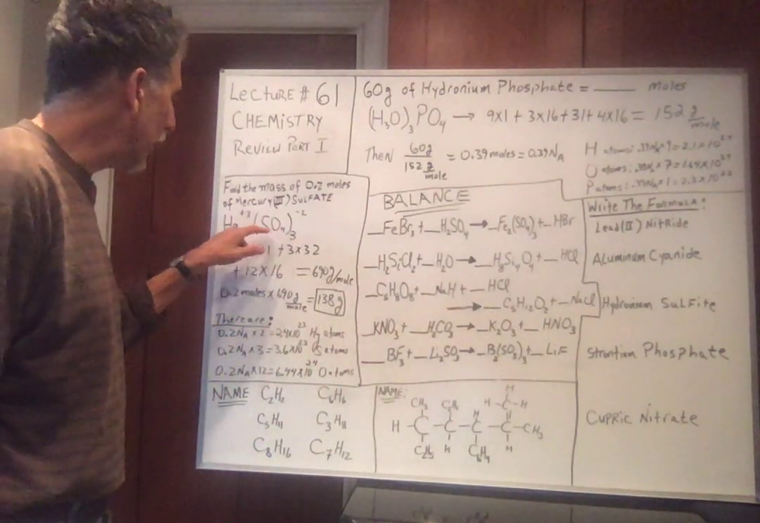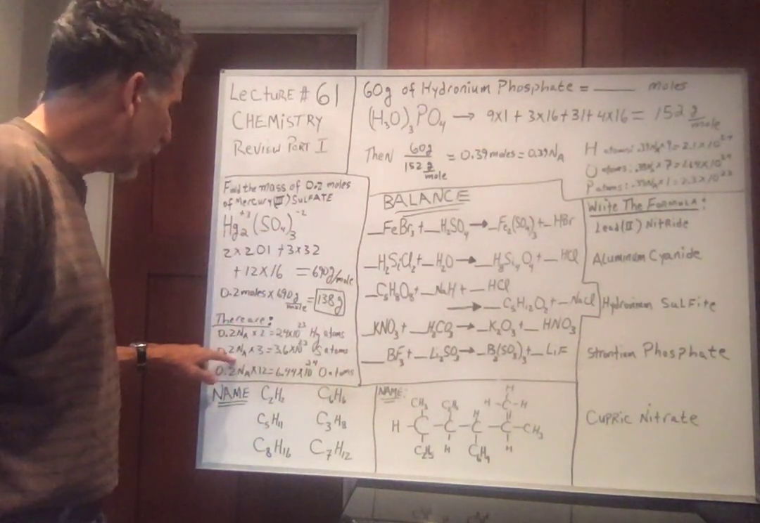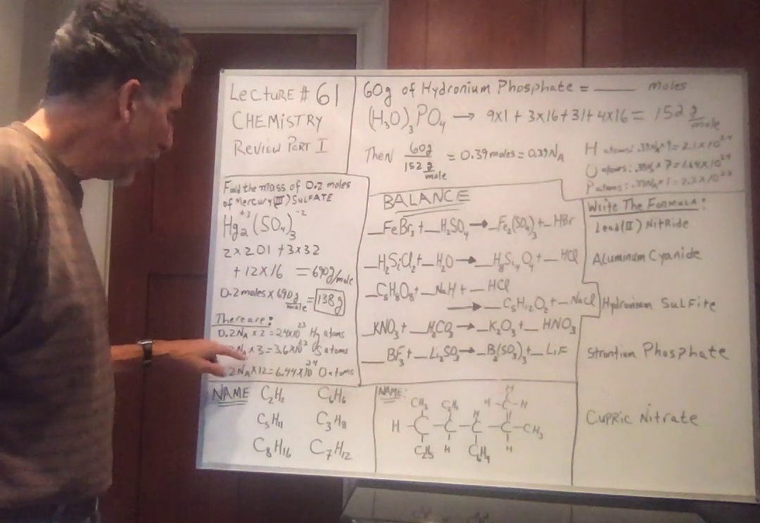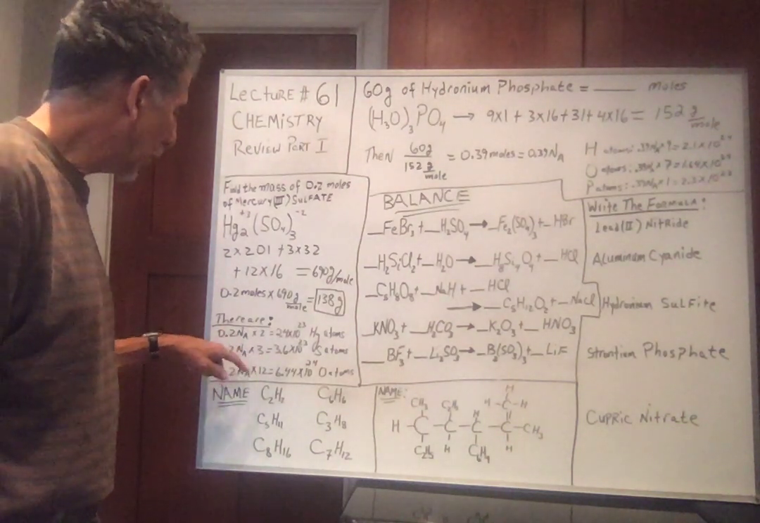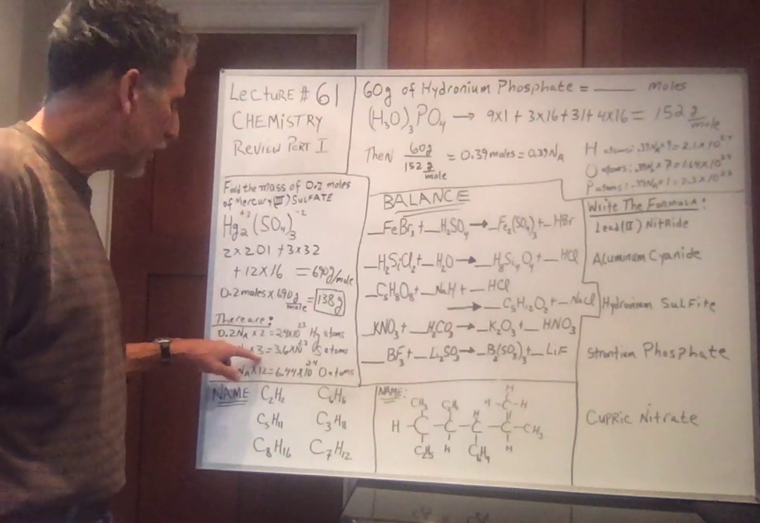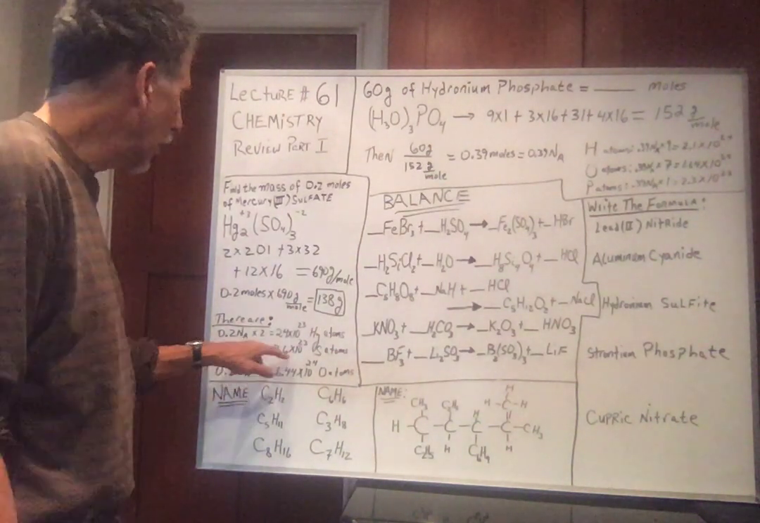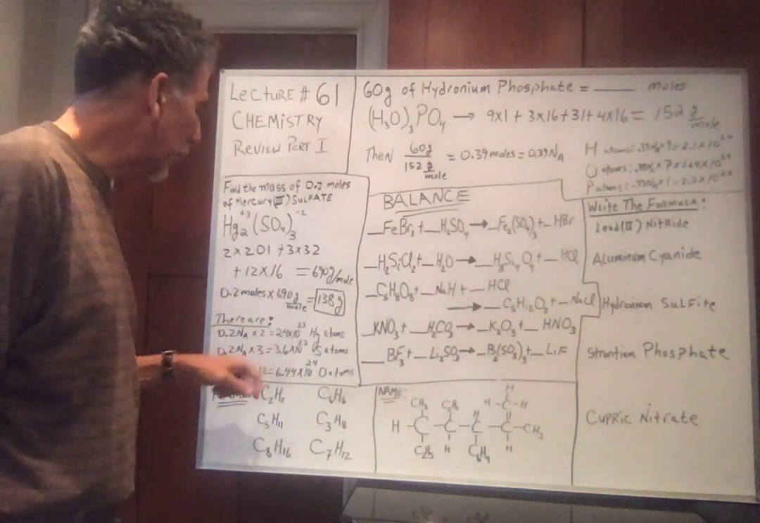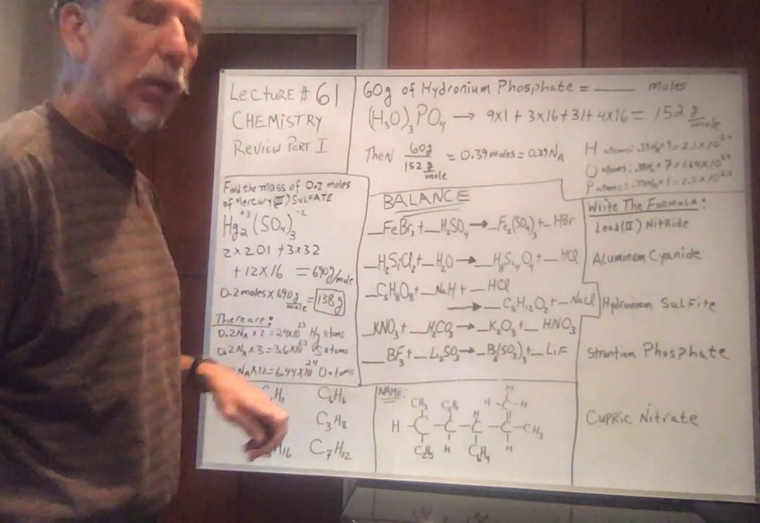Same for sulfur atoms, right? We said we have 3 sulfur atoms. So we have 0.2 moles, 0.2 Na times 3. So we get 0.6 Na, 0.6 times 6 times 10 to the 23rd, and that's 3.6 times 10 to the 23rd sulfur atoms.